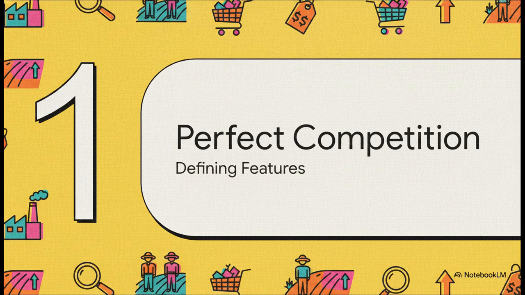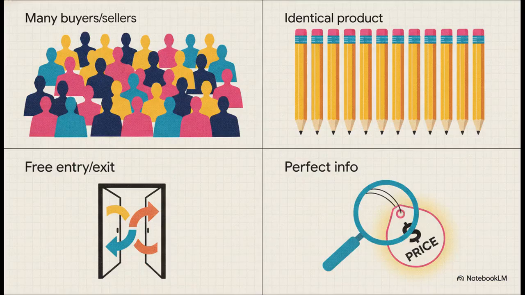All right, let's jump straight into part 1, perfect competition features. Imagine this scenario. You're standing in a massive market and there are literally thousands of sellers, and every single one of them is selling the exact same, completely identical pencil. It's like a giant clone army of pencils. This is what economists call perfect competition, and there are 4 defining features you absolutely need to remember.